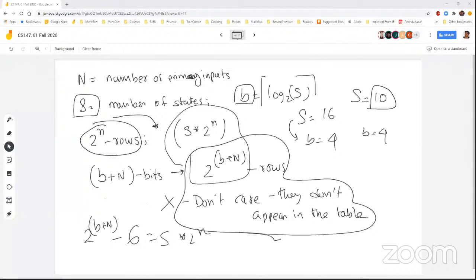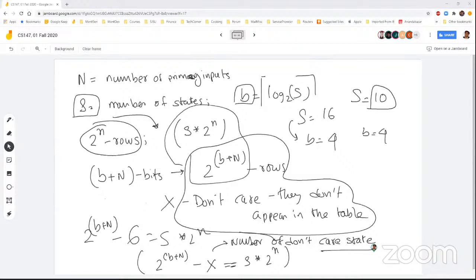So Catherine, if you want to make a generalized equivalency of this, I believe it would be 2 to the power B plus N minus the number of don't cares. Let's say that is X, equal to S times 2 to the power N. That would be your equivalent statement. So this is the number of states.